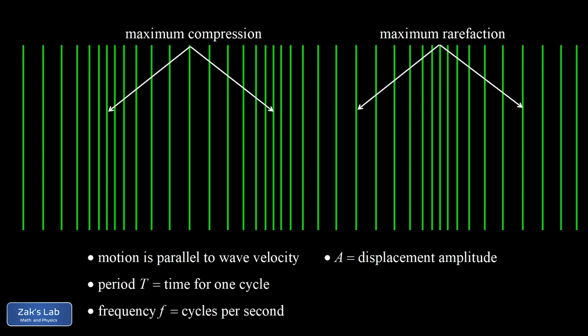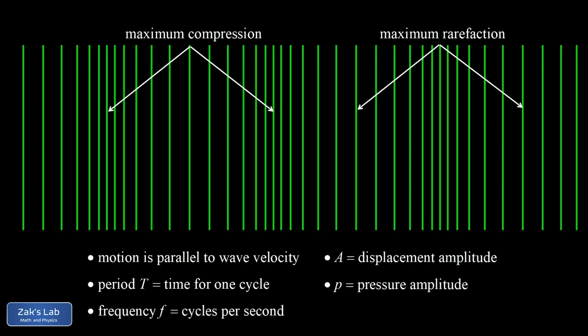So we can also define a pressure amplitude for this sound wave. And that's the difference between the highest pressure in a region of compression and the background atmospheric pressure. Or you could also say it's the difference between the background atmospheric pressure and the lowest pressure in a region of rarefaction, where the pressure is actually less than atmospheric.